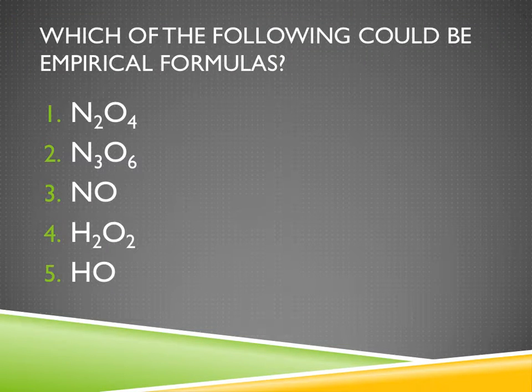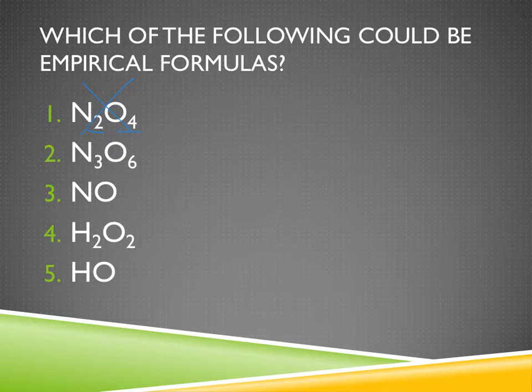So, some questions you might see would be, which of the following could be empirical formulas? Well, the step you need to take to answer this question is to look at the subscripts. So 2 and 4, is one divisible by the other? Well, if we take 2 divided by 2, that's 1, and 4 divided by 2, that's 2, so that can be reduced. So this is not an empirical formula, because empirical formulas cannot be reduced.